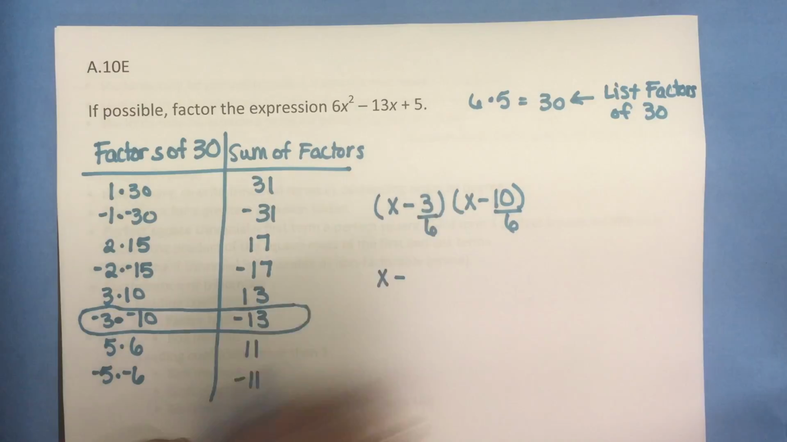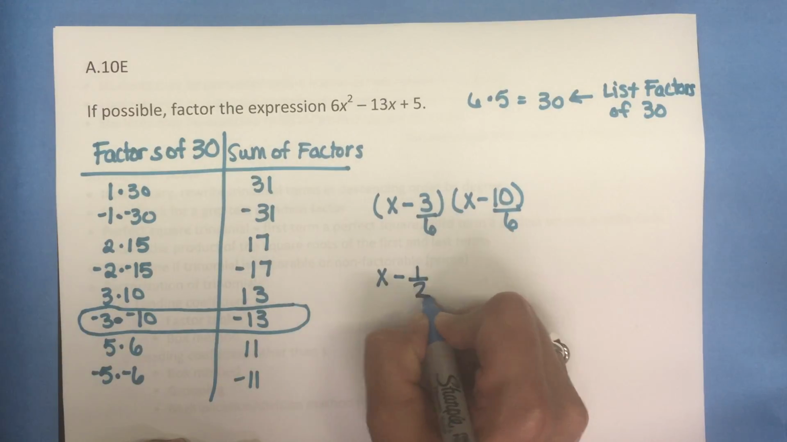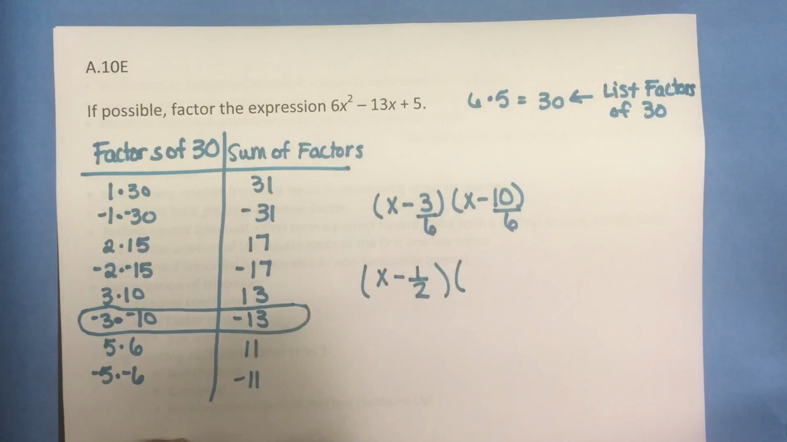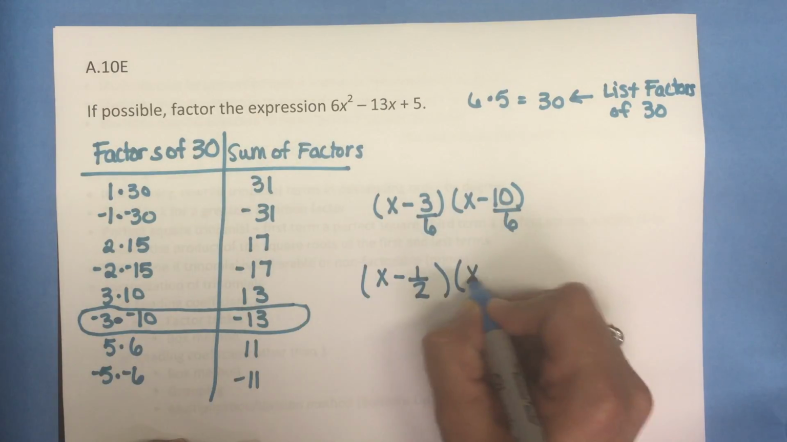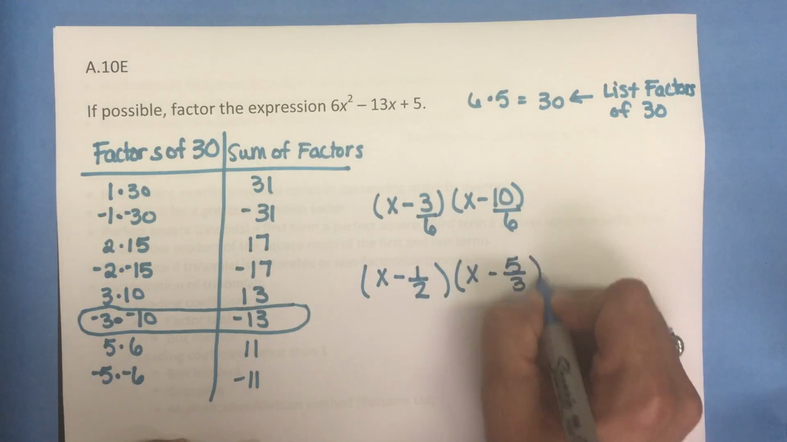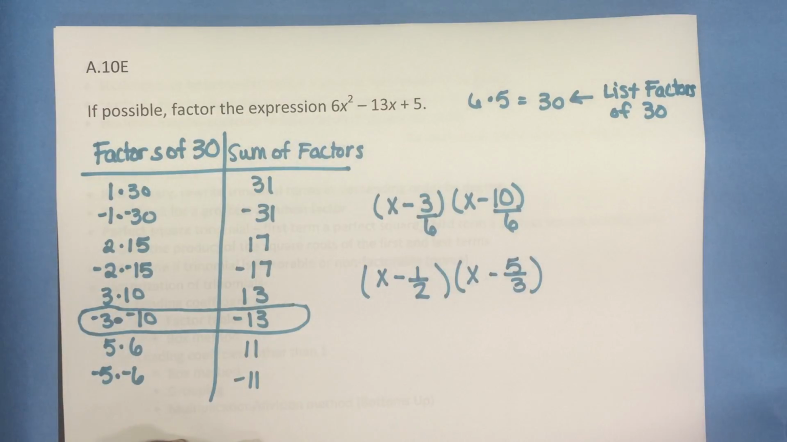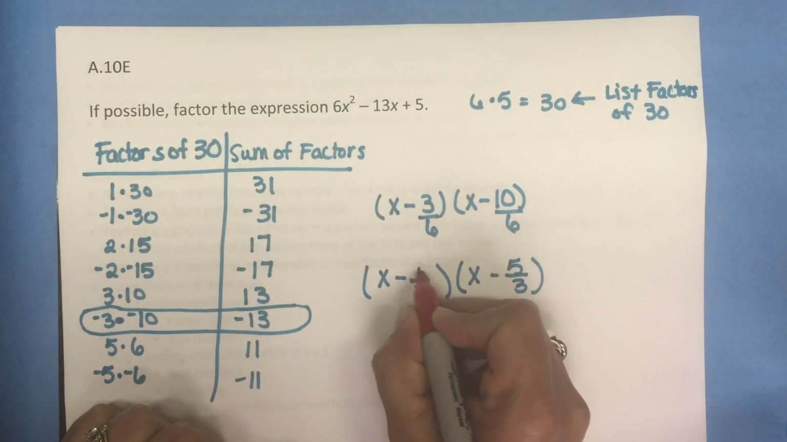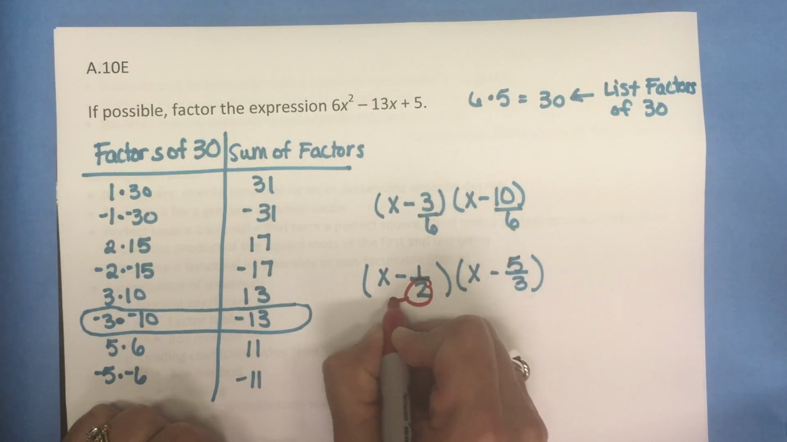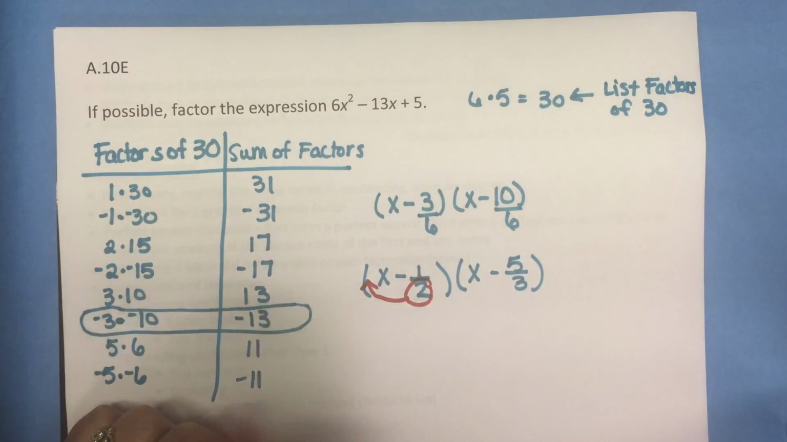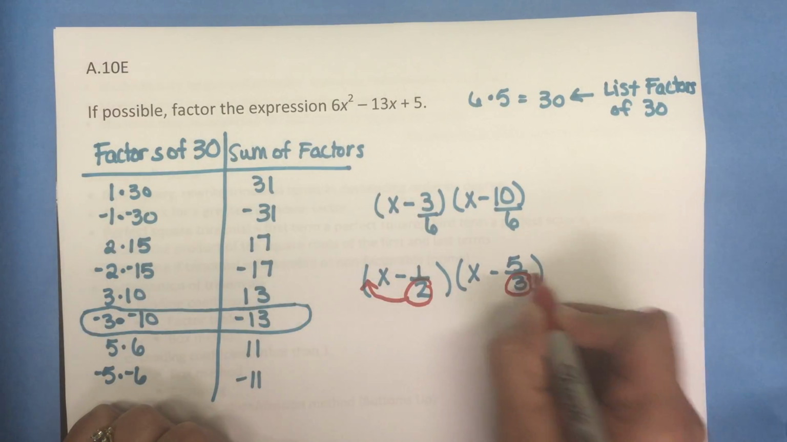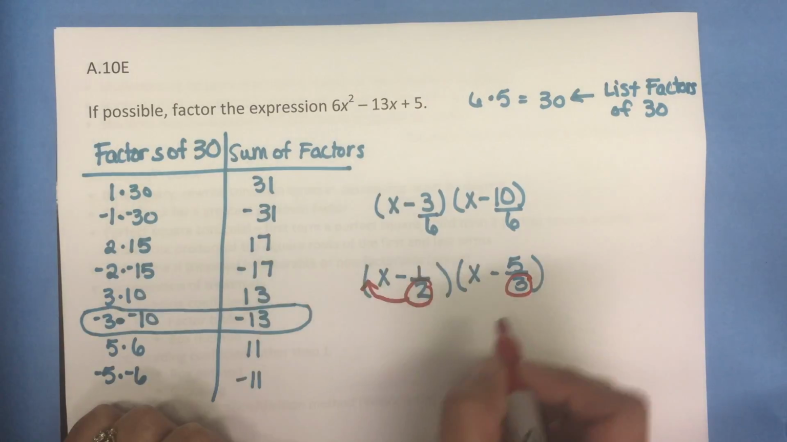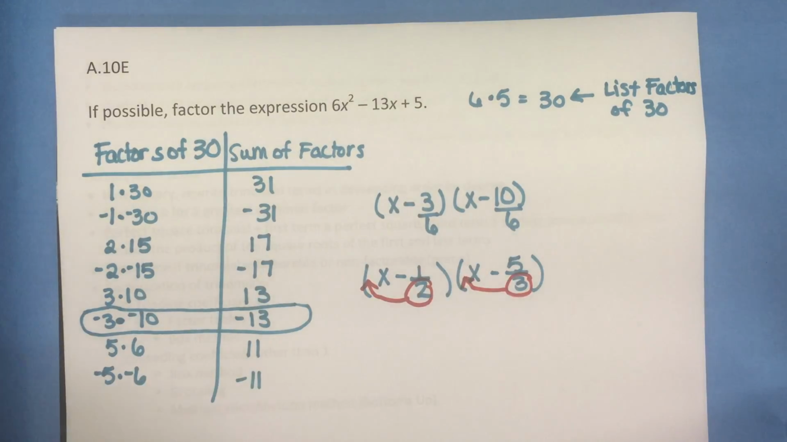So this first binomial will simplify to x minus 1/2, and the second binomial will simplify to x minus 5/3. So we simplified both of those fractions. Then what we do is we take the denominator. In this first binomial, the denominator is 2, and we're going to move it to the front of that binomial. And we're going to take the denominator 3 in the second binomial and move it to the front.